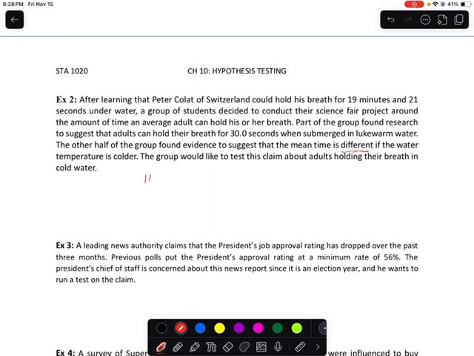Okay, now what are we talking about? So H naught, H A. What are we talking about here? It's holding the breath, right? 30 seconds. Is it a proportion? Because remember, our hypothesis will be about the mean or the proportion. Do you think we are talking about the mean, or the population proportion? Well, I see the word mean here, so it is mu.